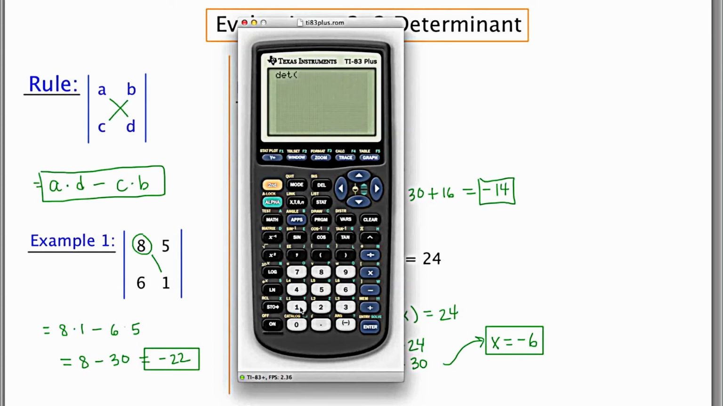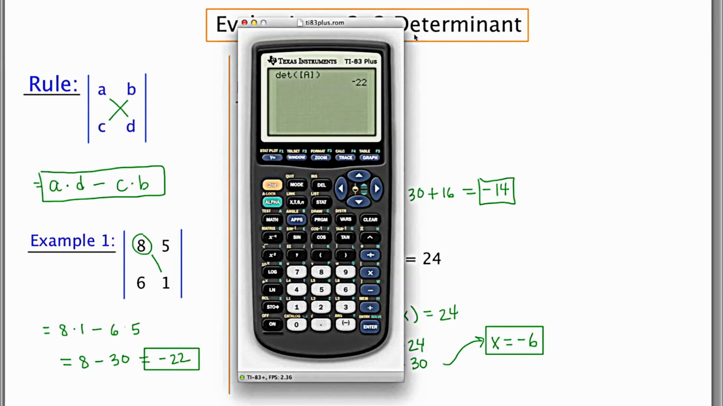Now, you've got to tell the calculator to find the determinant of which specific matrix, and it's going to be matrix A. So you've got to go back to the matrix menu and select number 1, which is where A is. And then when you press enter, you should get the determinant. Now when we did it by hand, we got negative 22. Hopefully that'll be the same. Alas, it is. Very good.